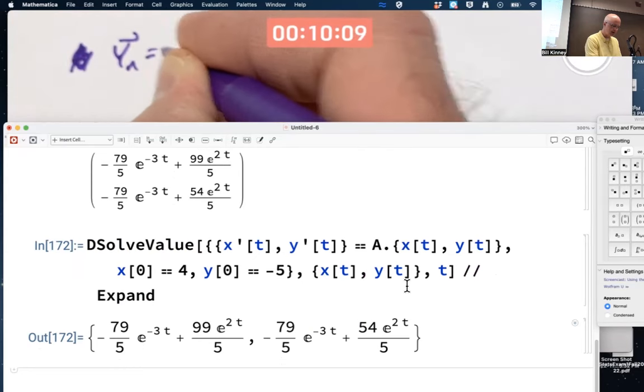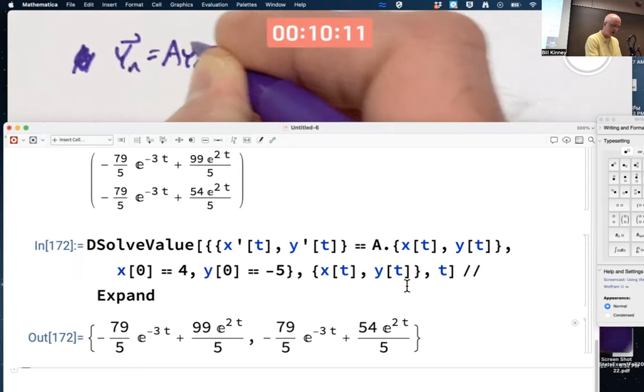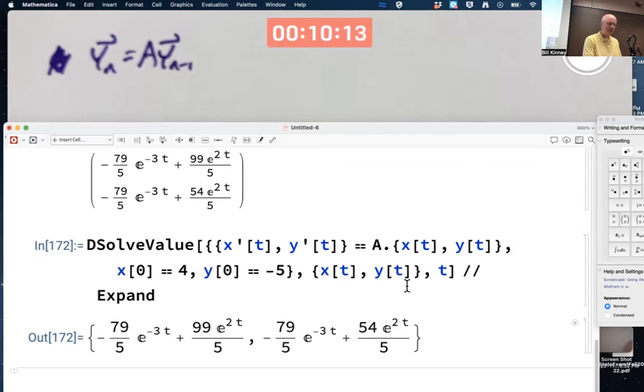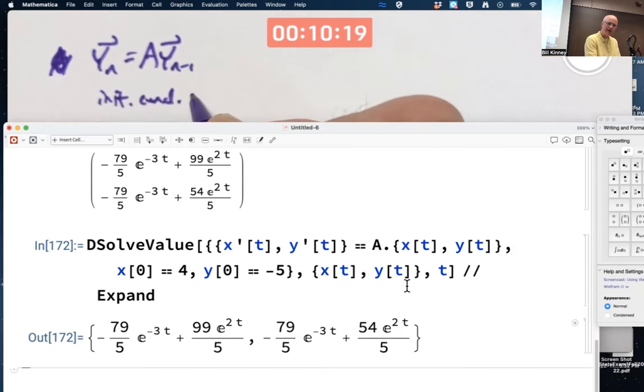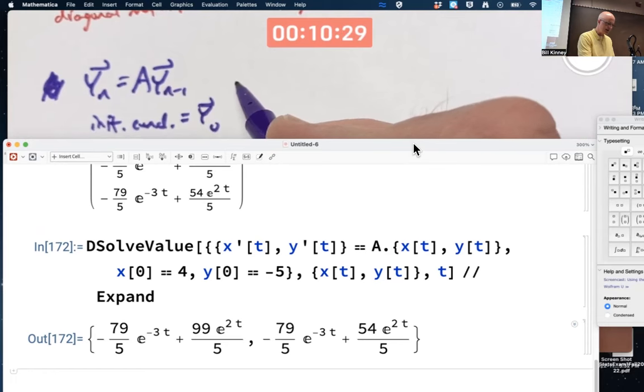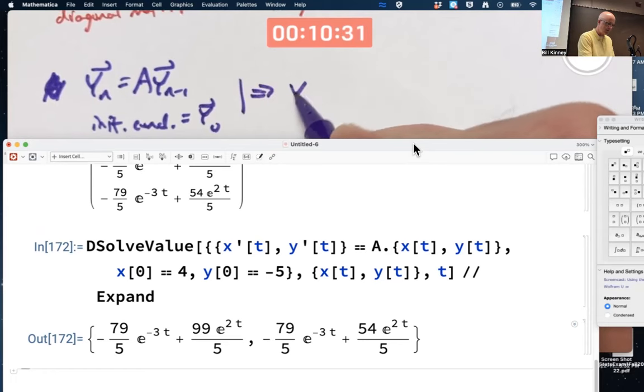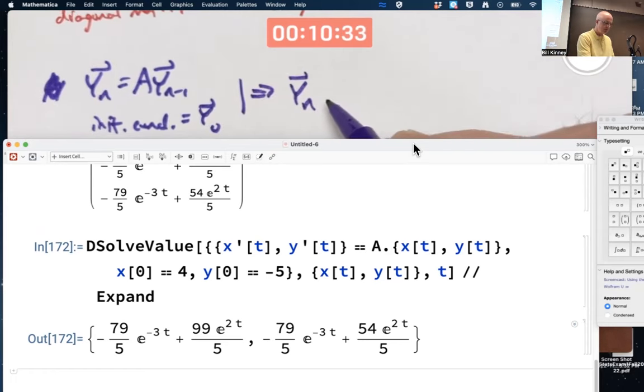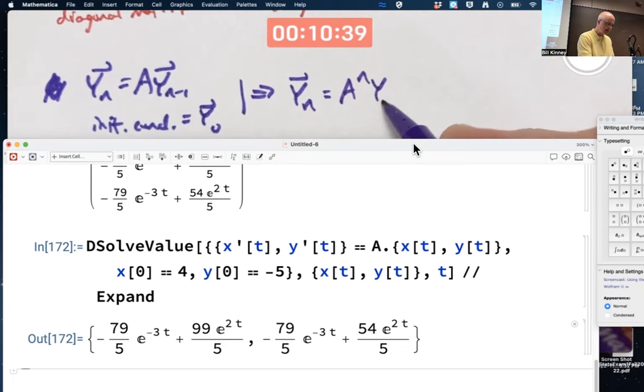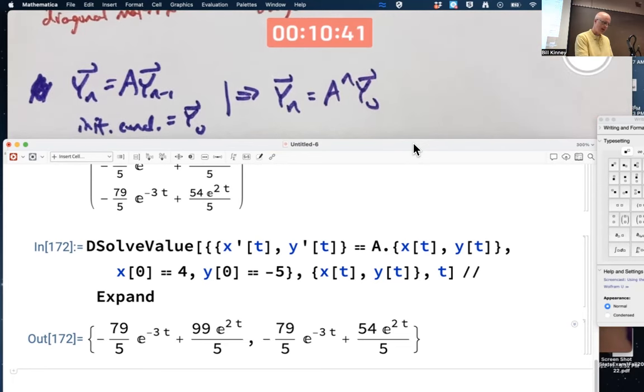Y sub n equals A times y sub n minus 1. The initial condition is y naught. The beautiful generalization in this case says y sub n, found by iteration of this equation, is A to the n times y naught. But that begs the question, how do you find A to the n?